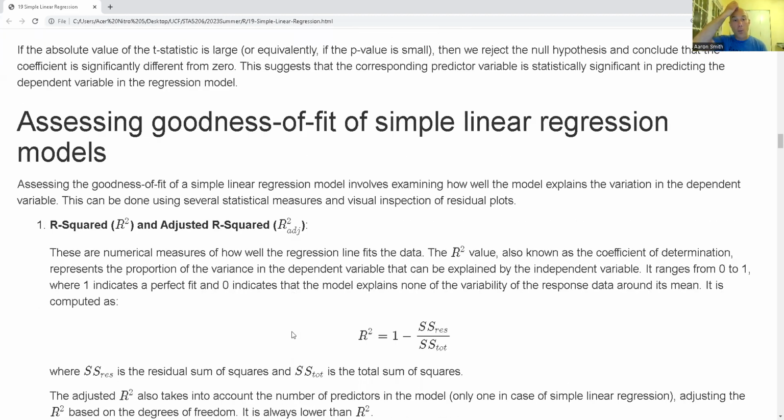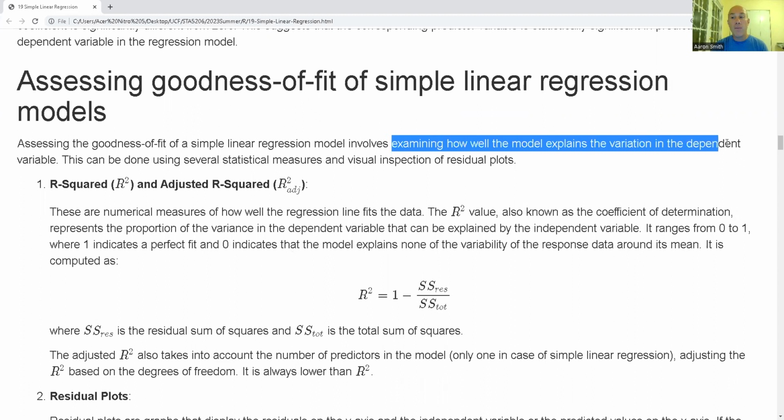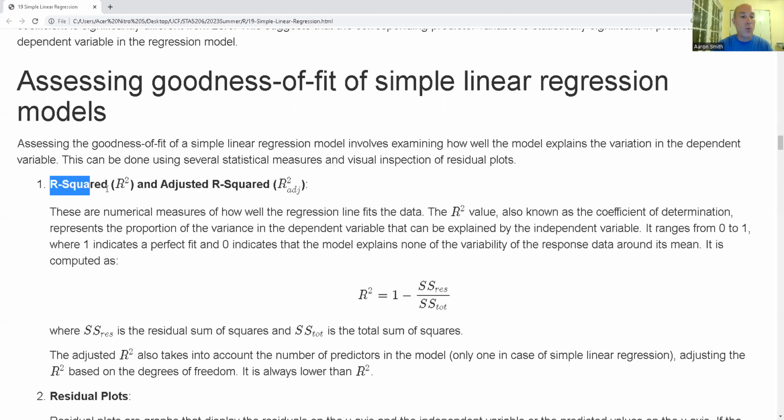All right, so now let's talk about assessing the goodness of fit of a simple linear regression model. What we want to do is examine how well the model explains the variation in the dependent variable. And there's tons of ways to do this. Which technique you use is not as important as that you actually check this. So the first one is R squared and adjusted R squared. I prefer adjusted R squared.